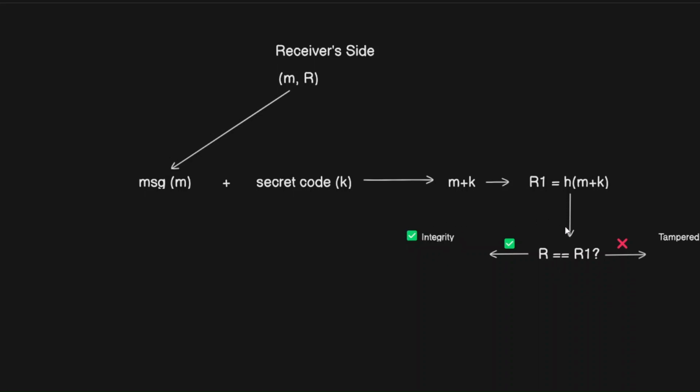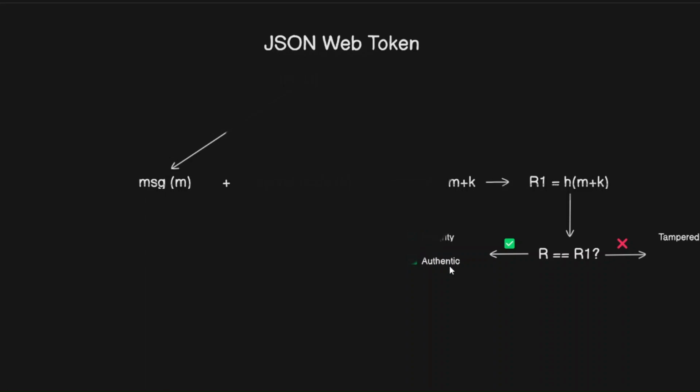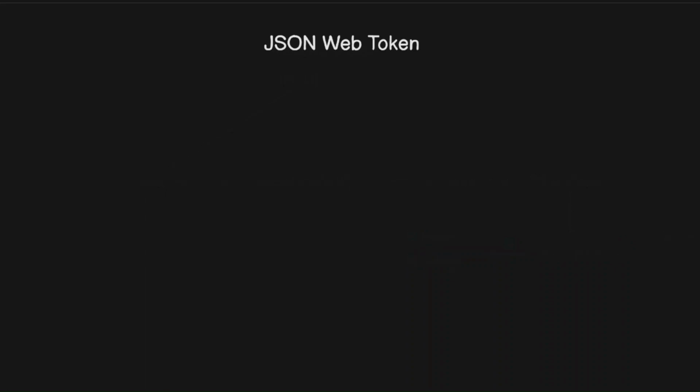Now to compute the hash, your friend uses the same secret code K. If he used a different secret code, the computed hash would be different and wouldn't match the digital signature you sent. Since it actually matches the digital signature, it can only mean one thing to him. It is indeed you who sent the message. This is exactly how a JSON Web Token works.